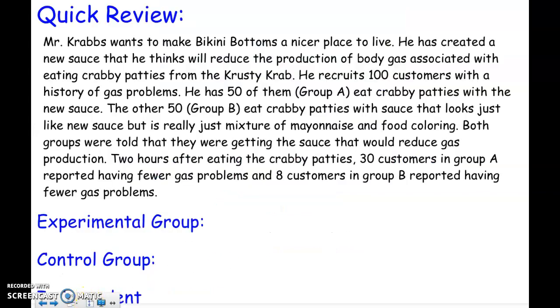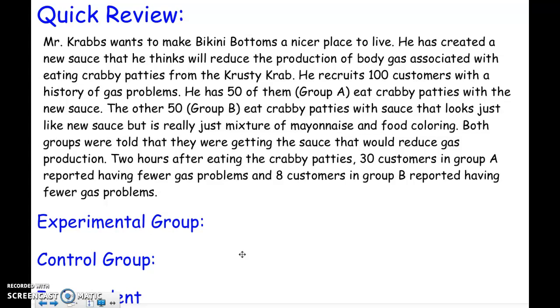So let's just take a look at this one real quick. Mr. Krabs wants to make Bikini Bottom a nicer place. So he created a new sauce that he thinks will reduce the production of body gas associated with eating Krabby Patties from the Krusty Krab. He recruits 100 customers with a history of gas problems. He has 50 of them, Group A, eat Krabby Patties with the new sauce. The other 50, Group B, eat Krabby Patties with a sauce that looks just like the new sauce, but it is really just a mixture of mayonnaise and food coloring.